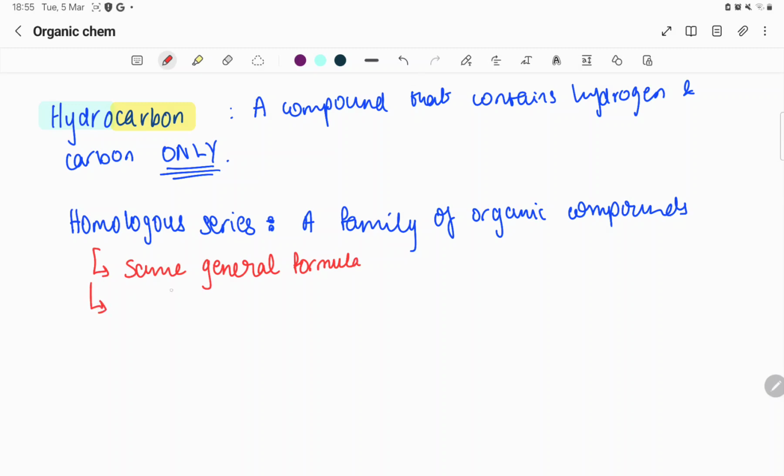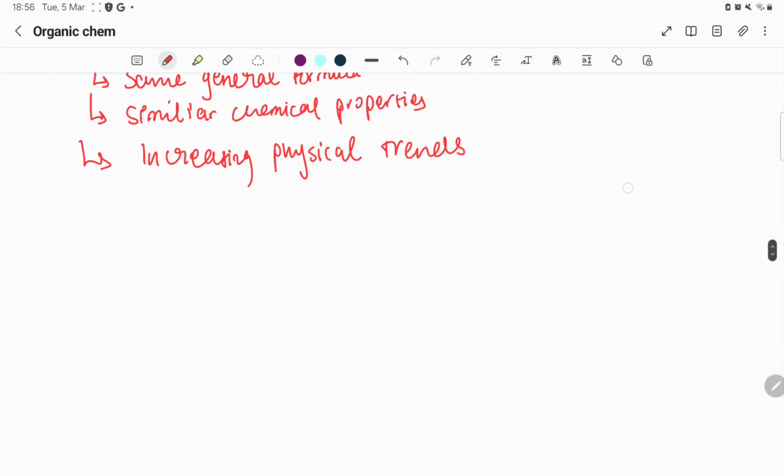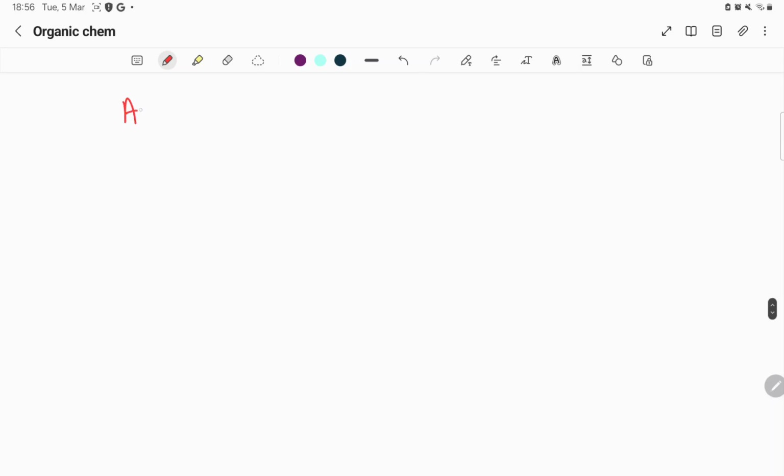They will have similar chemical properties, so all alkanes will have similar chemical properties when compared to each other. And they will have an increasing trend in physical properties. So as you go down the list that I will give you, your melting point and boiling point will increase. So let's look at alkanes first.